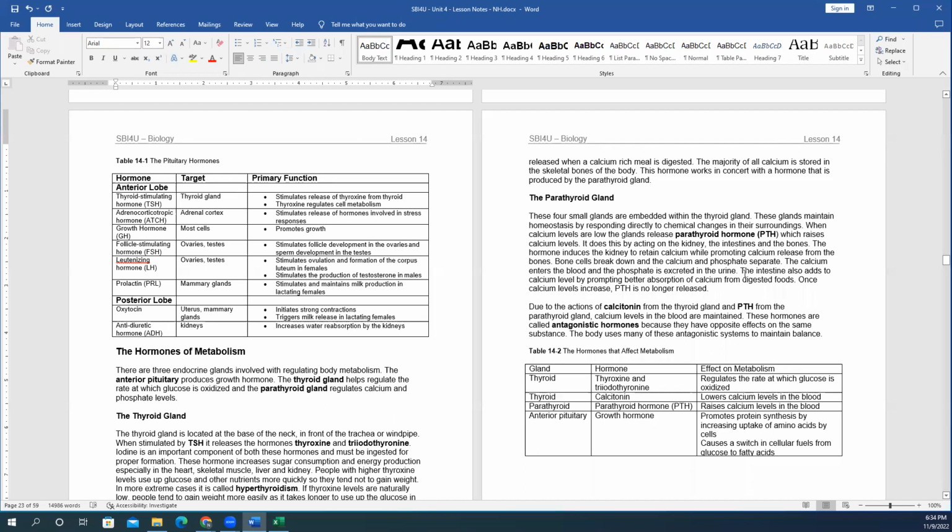And also in the intestine, this hormone acts to bring calcium levels up by promoting better absorption of calcium from the food that is digested and is present in the intestine. And then once the calcium levels are back up to normal homeostasis levels, this parathyroid hormone is no longer released, again through a feedback mechanism.